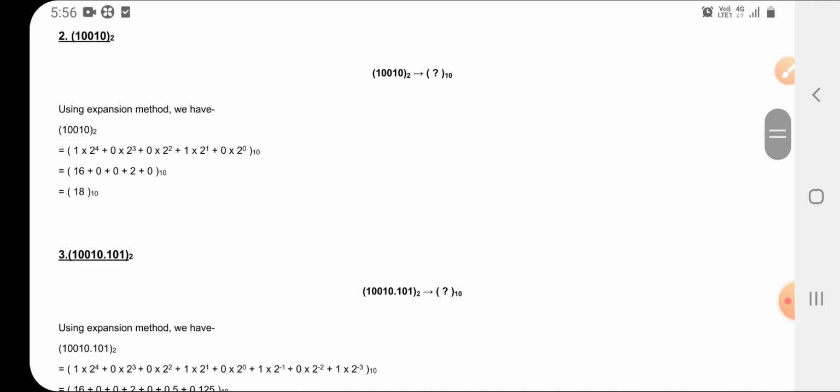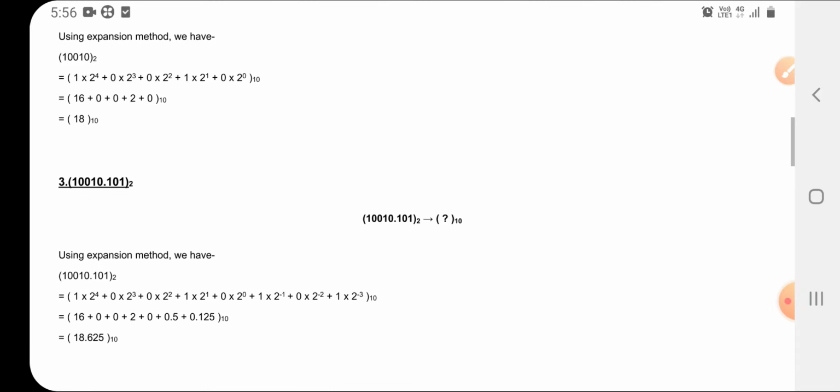And the next sum you see is with the fractional part. Already we have seen the whole number value, that is 18. Now we have to see the fractional part value. The fractional part has 3 digits: 1 into 2 power minus 1 plus 0 into 2 power minus 2 plus 1 into 2 power minus 3. So 1 into 2 power minus 1 is 1 into 0.5. Next, 0 into 2 power minus 2 is 0, plus 1 into 2 power minus 3 is 0.125. So when you add, you will get 18.625. Understood?